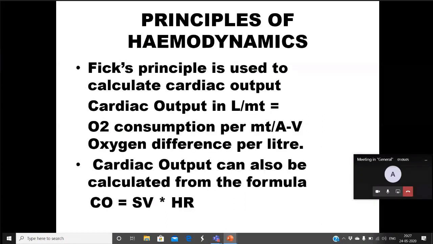Fick's principle is used to calculate the cardiac output. The cardiac output in liters per minute is obtained by the formula: oxygen consumption per minute divided by arteriovenous oxygen difference per liter. Cardiac output can also be calculated from the formula: cardiac output is stroke volume times heart rate.